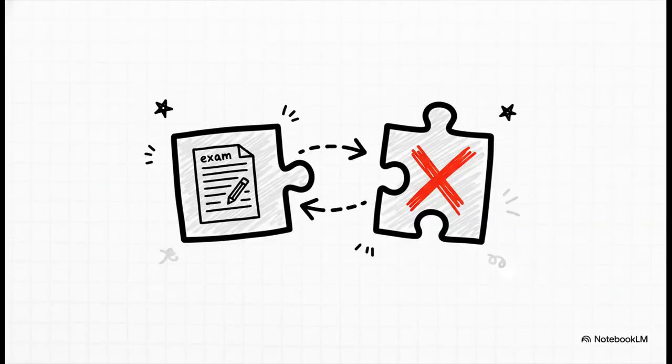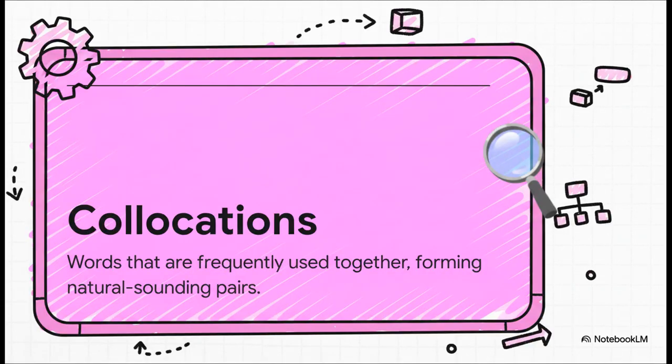But here's the thing. It's one thing to know the word homework and the word do. It's another thing to know that they belong together. This is the next crucial step towards sounding natural. And there's a name for this. They're called collocations. Think about it. We make a mistake. We don't do a mistake. We surf the net. We don't ride the net. They're these little word partnerships that just sound right to native speakers.